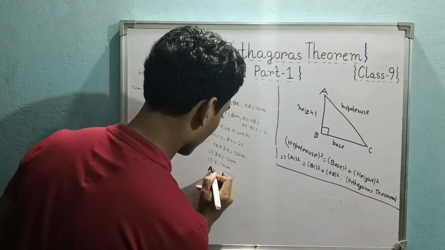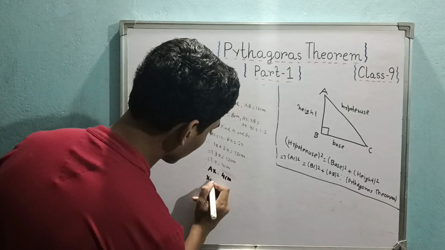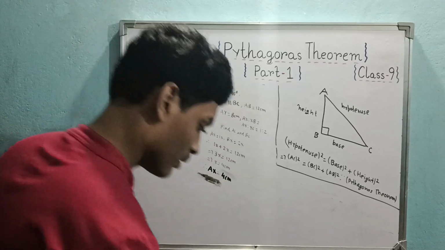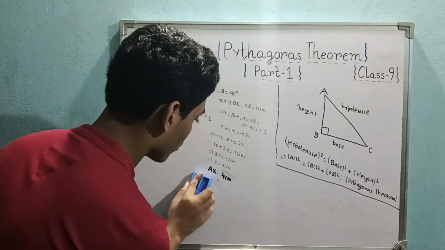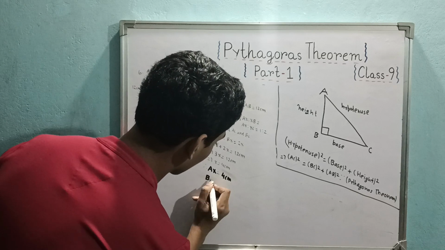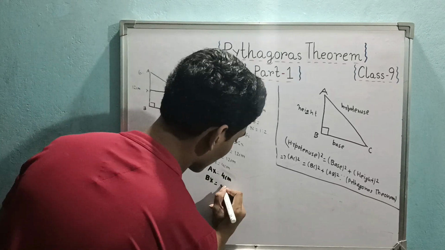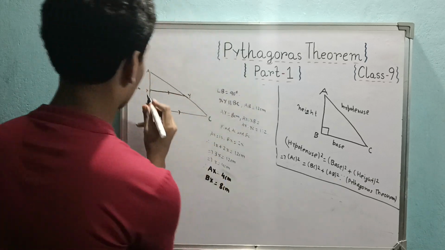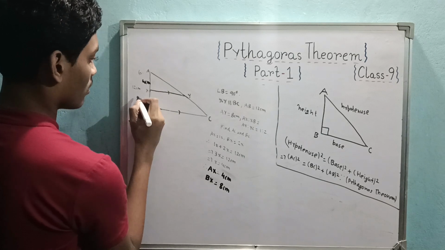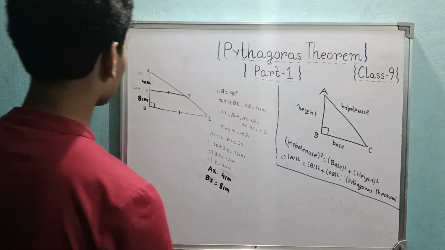Then AX is 4 centimeter. Then BX equal to 2 into x, which is 8 centimeter here. Let's write them accordingly. 4 cm, 8 cm. Then see, AX plus XB equal to 12 centimeter.